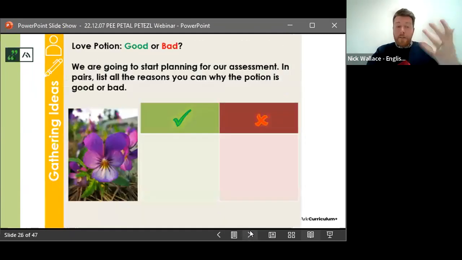And as a final example, one of the questions we pose to students is: is the love potion good or bad? And we can invite students to compose that in a table. Tell me the reasons why it's good. Tell me the reasons why it's bad. Is it good because it allows the lovers to be happy at the end of the play?